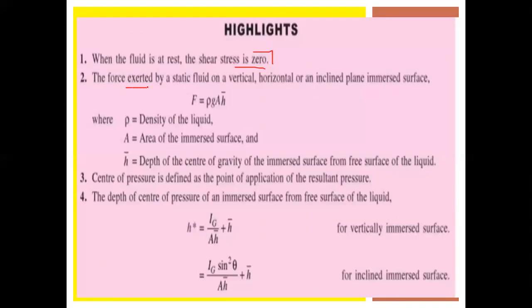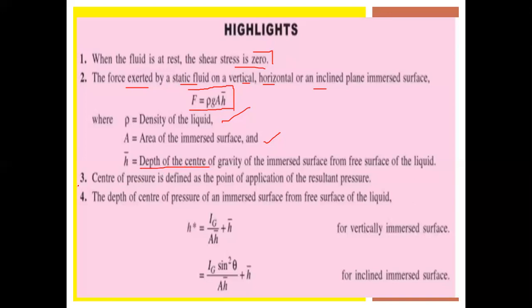When the force is exerted by a static fluid, not a dynamic one, on a vertical, horizontal, or inclined plane, the formula is F equals rho into g into A into h bar. This is the formula. Rho is the density of the liquid, A is the area of the immersed surface, and h bar is the depth of the center of gravity.